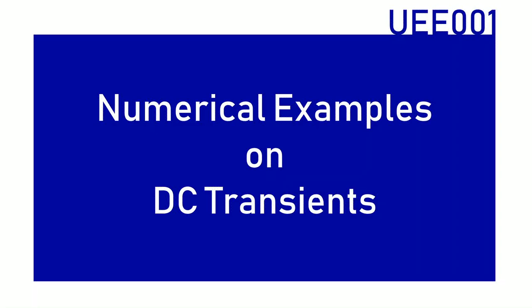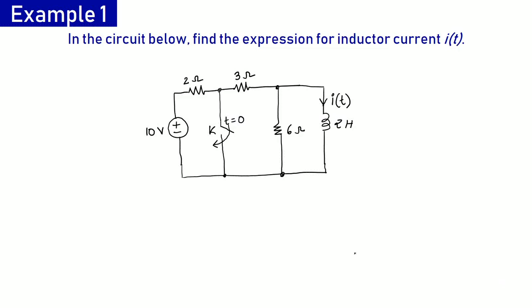Now that we have understood the fundamentals of RC and RL DC transients, let us solve some numerical examples on this topic. So, this is the first numerical in which we are required to find the expression of this inductor current i(t). Here, a switch K is given which is switched on at time t equal to 0.